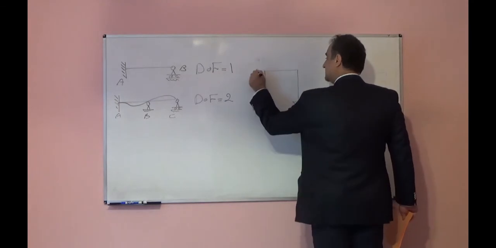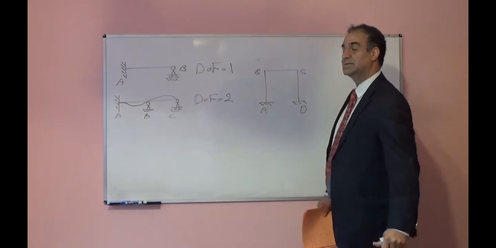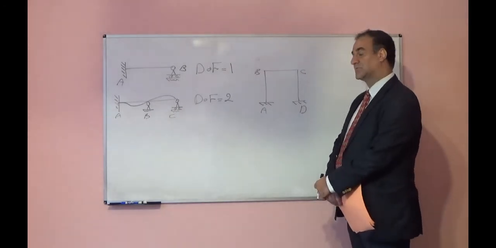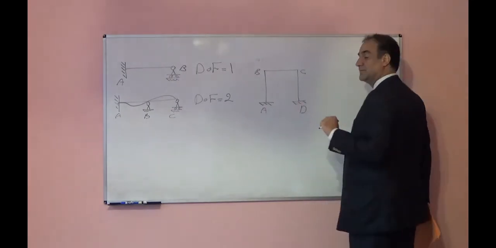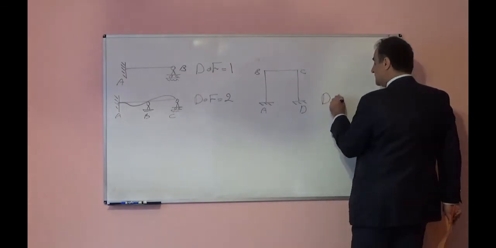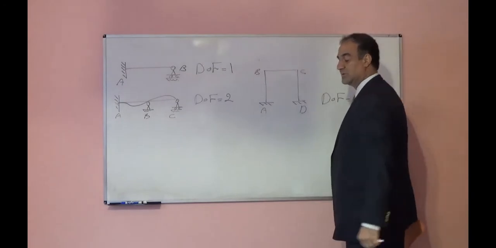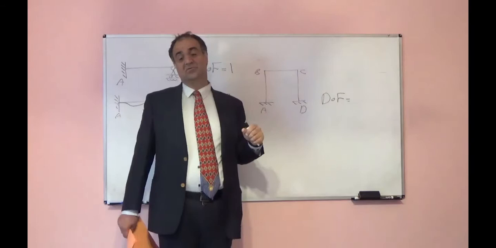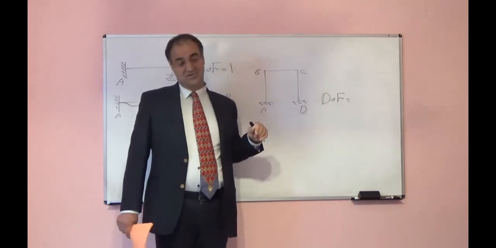A, B, C, D. Let's find the degree of freedom for this system. First, each node can rotate except node A and D because we attach to the fixed support. So 1, 2, 1 here, another 1 here rotation we can have. 1 rotation at node B, another rotation at node C. So 2 degrees of freedom for rotation we have.